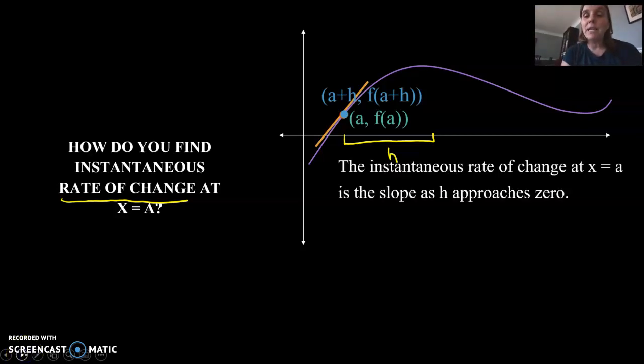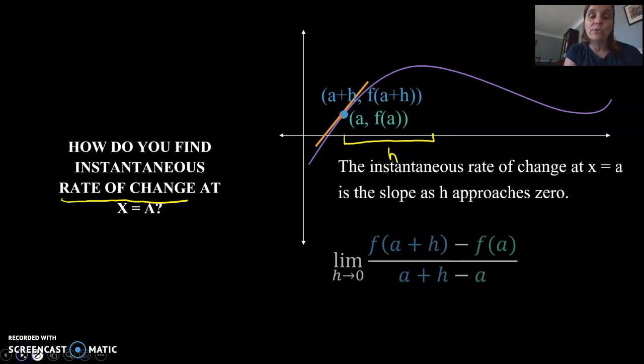So the instantaneous rate of change is going to be the slope as that distance between the 2 points gets closer and closer to 0. So what we do is we use the magical power of limits from Unit 1, and we say, I would like h to be as close to 0 as possible without actually being 0.